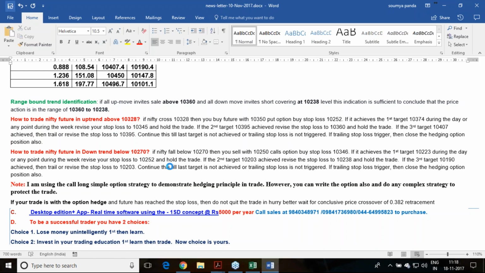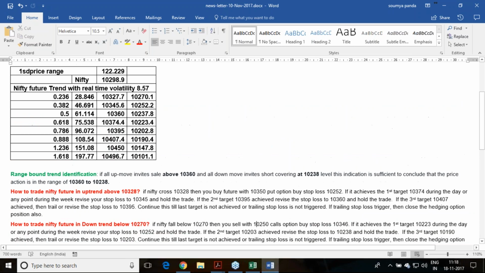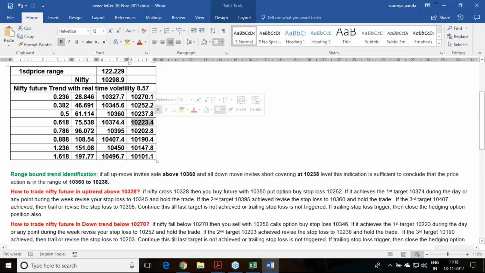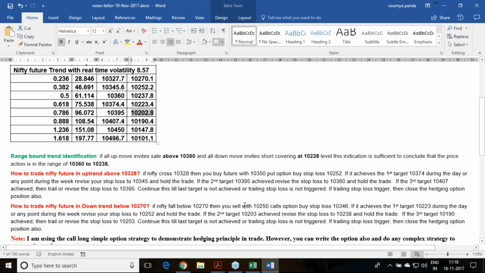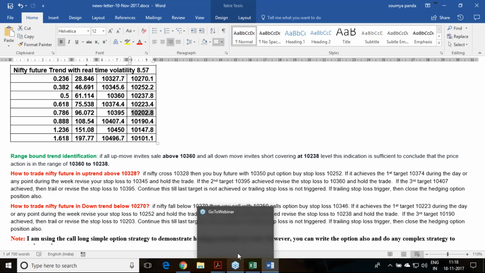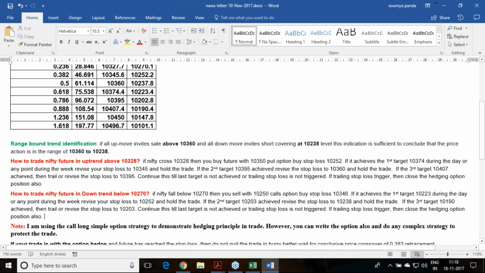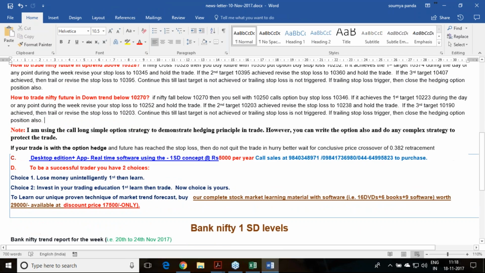Once the first target, which is 0.618, is achieved, trail your stop loss to the 0.382 level. Once the second target is achieved, trail your stop loss to the 0.5 level. Once the third target is achieved, trail your stop loss to the second target level. This is how you should go on trailing your stop loss. If trailing triggers, come out of the trade, and at the same time come out of the hedging component of the trade. The net off will definitely be positive if the trade is successful.